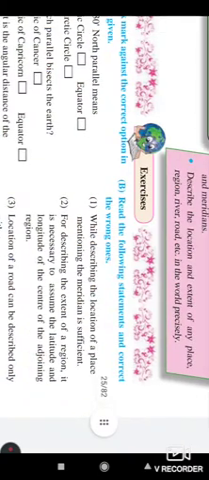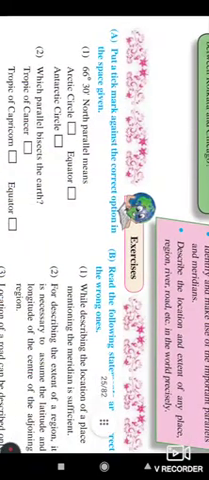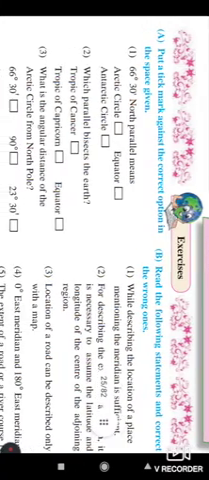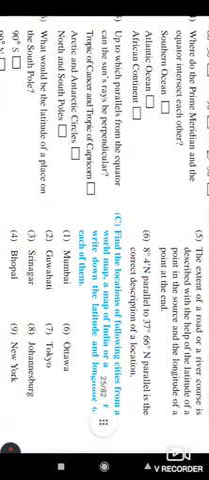So here we completed this lesson. Now students, do this exercise given below and send me a photograph of this exercise. Okay.